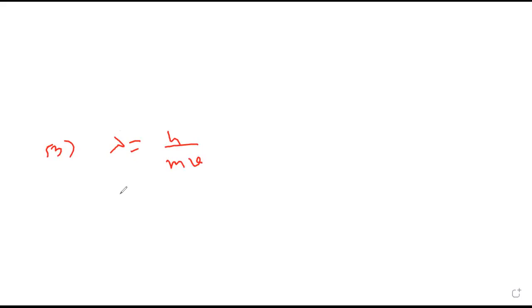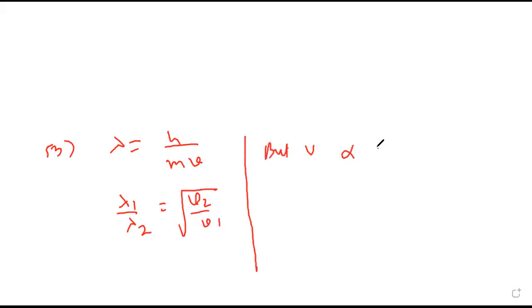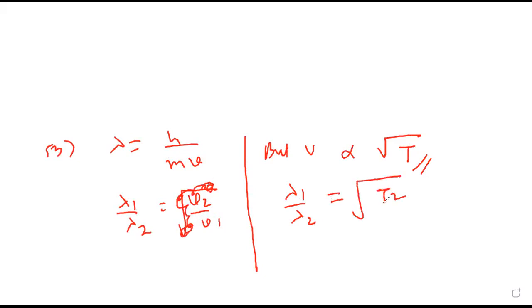So lambda 1 upon lambda 2, can I say it is v2 upon v1? Velocity is directly proportional to the square root of temperature, we know from kinetic theory of gas. So lambda 1 upon lambda 2 equals v2 upon v1, by mistake I took the root. So this will become root of T2 upon T1. What is T2? 927 degrees Celsius plus 273 Kelvin.